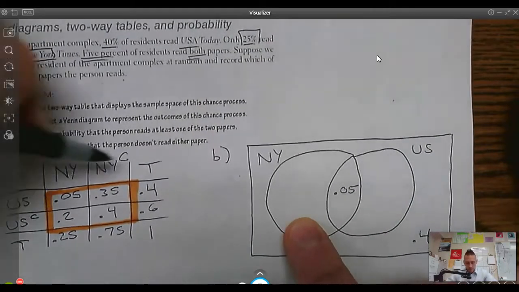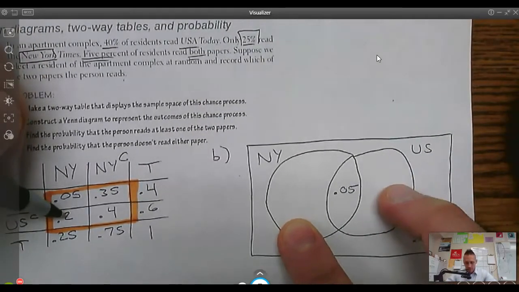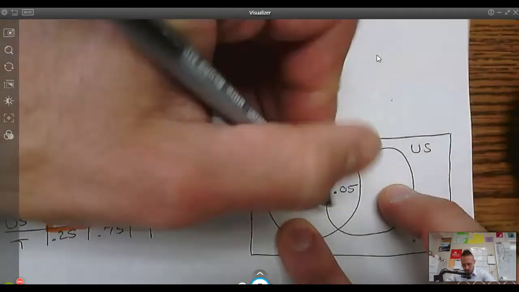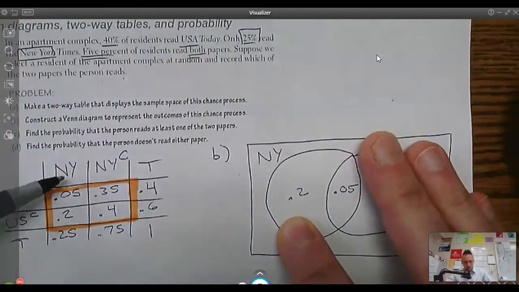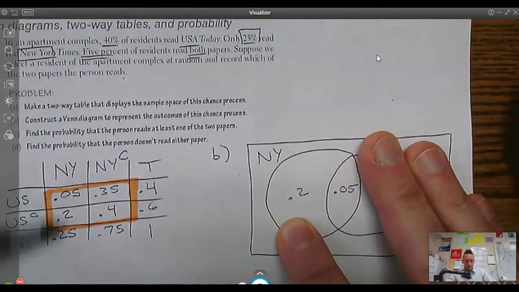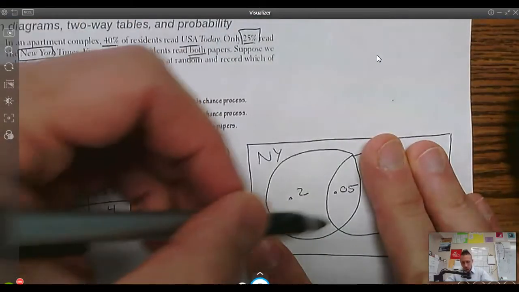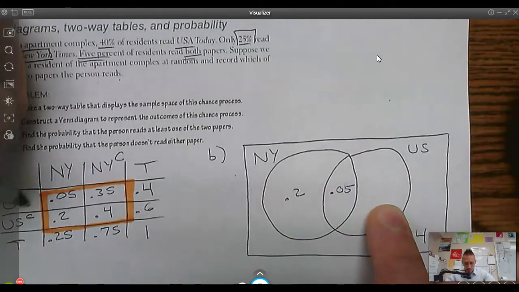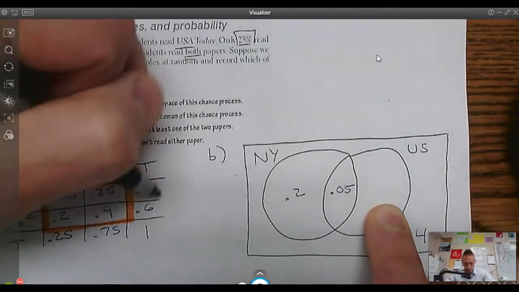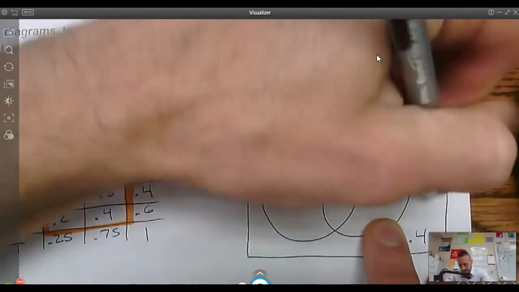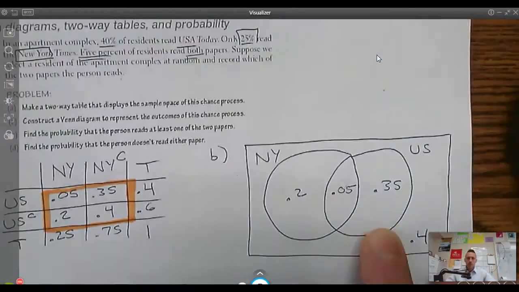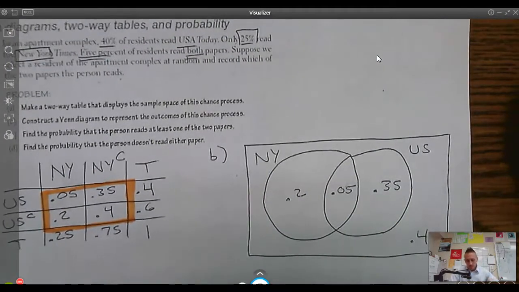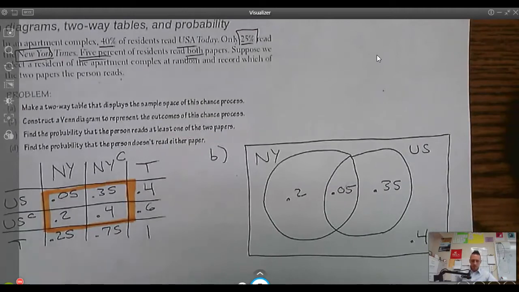Okay, New York Times. What percent read the Times but not the USA Today? So I'm just focusing on this column here. That would be 20%, because remember, overall, 25% of people are reading the Times, so that's the 20 plus the 5%. On USA Today, but not the New York Times, overall there's 40%. So there's 35% that just read the USA Today. That's how you get your Venn diagram. So that's part A, that's part B.